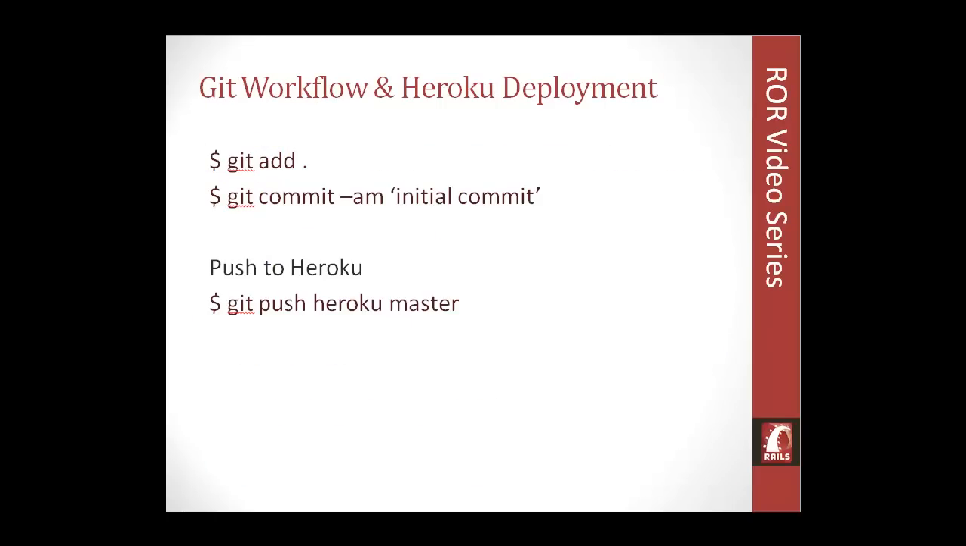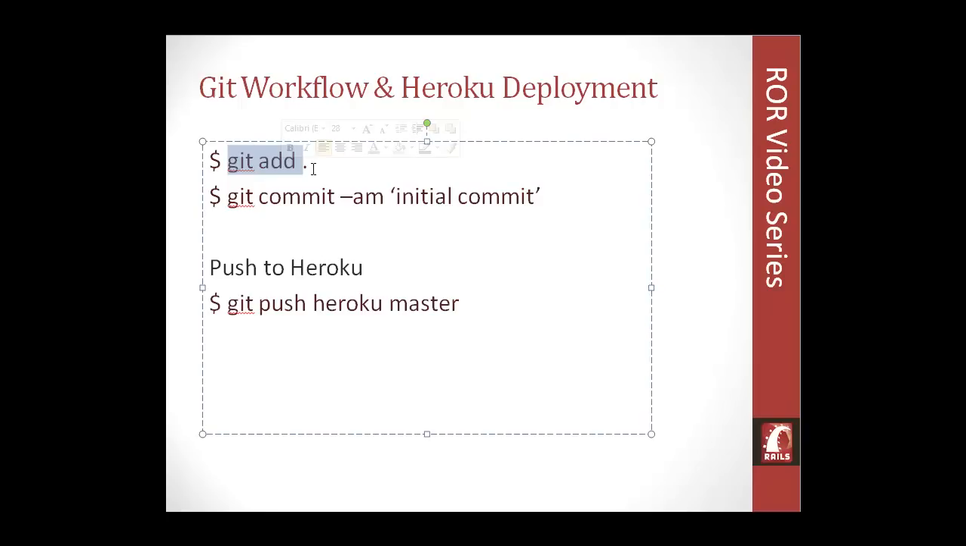And here we have the very basic workflow of using Git with Heroku. If you were using something like github.com, there'd be a little more to this, but if we're just using Heroku, you just git add with a period, the dot, which means add all. So it's adding all to the local repository, and then you want to commit.